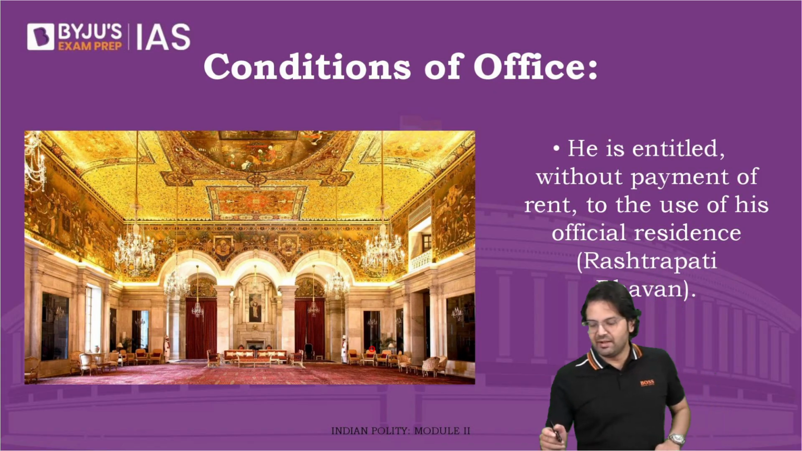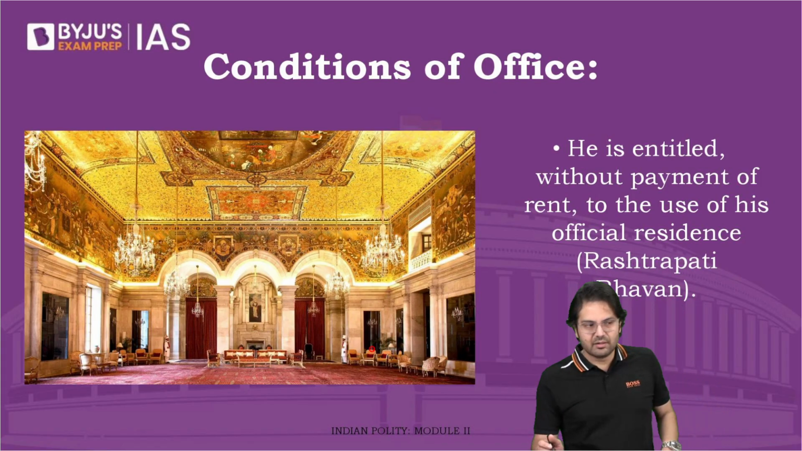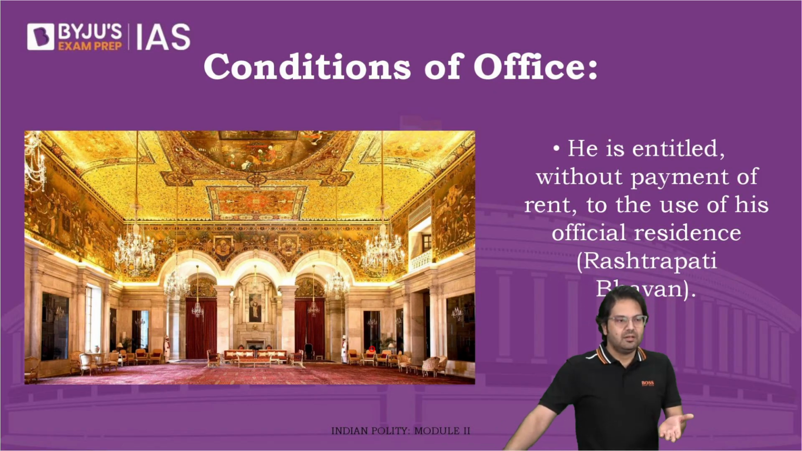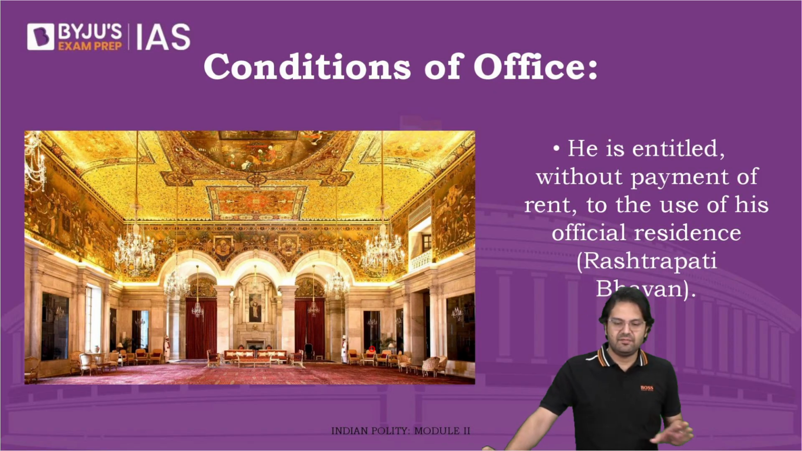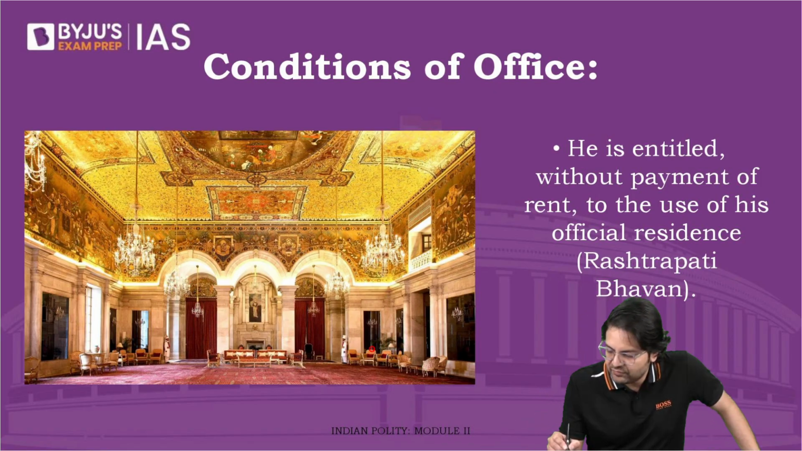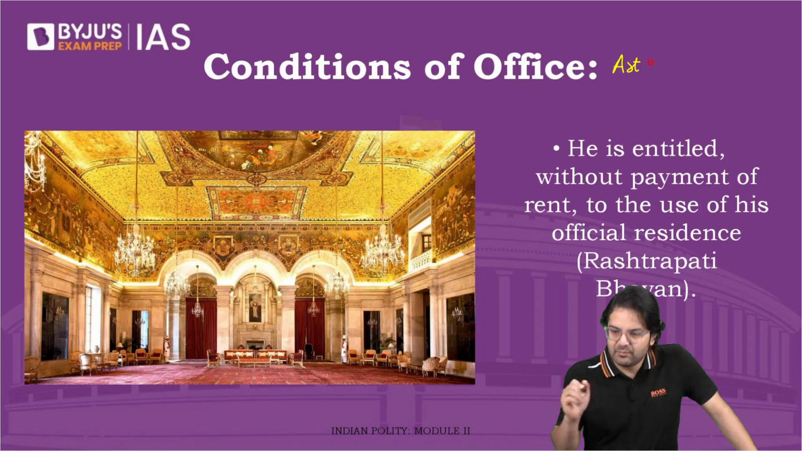Of course, no rent will be collected from the president. Clear? If they are asked to pay the rent, their coming generations will keep on paying rent only, right? So, of course, no rent collected from them. Article 59, conditions of office. One more thing.